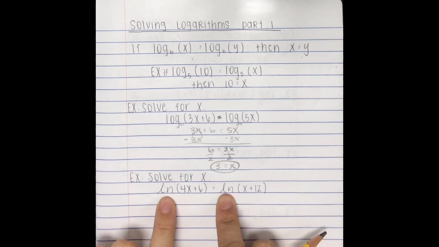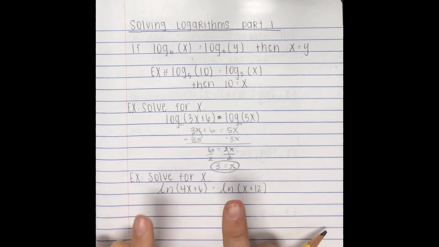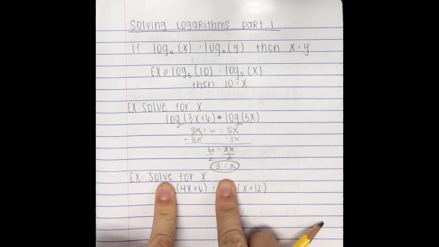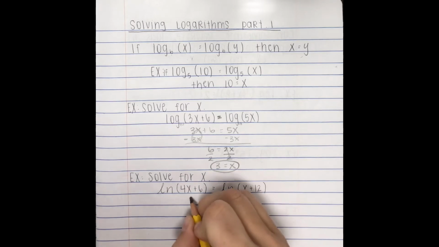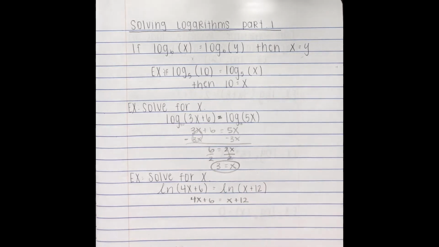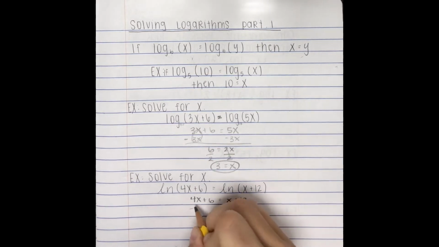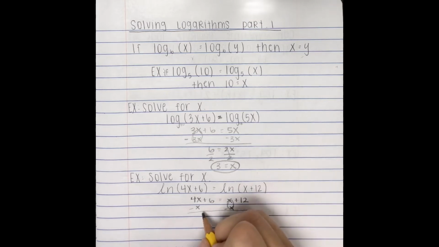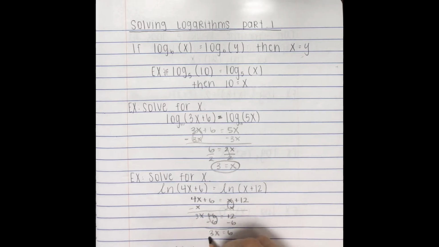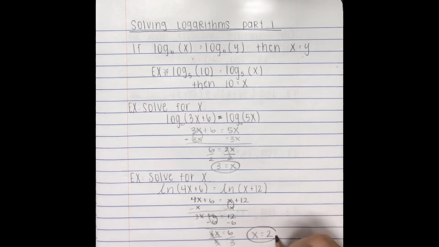I have ln on both sides, which is log base e. So same on both sides. So that's my equation. 4x plus 6 equals x plus 12. And let's solve. So I'd take away an x from both sides. And I have 3x plus 6 equals 12. Minus 6 on both sides. And I get 3x equals 6. Divide both sides by 3. And we get x equals 2.